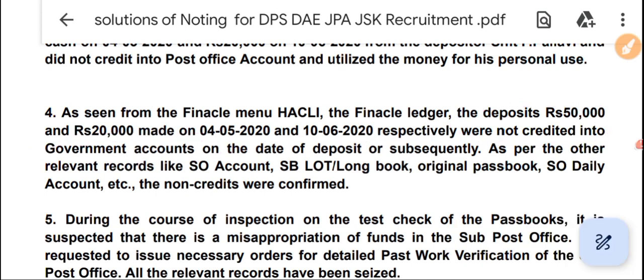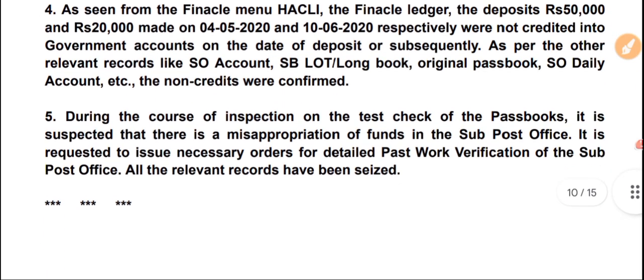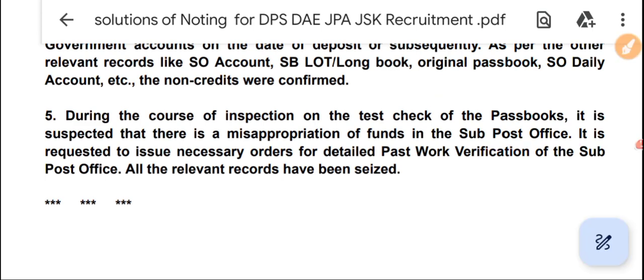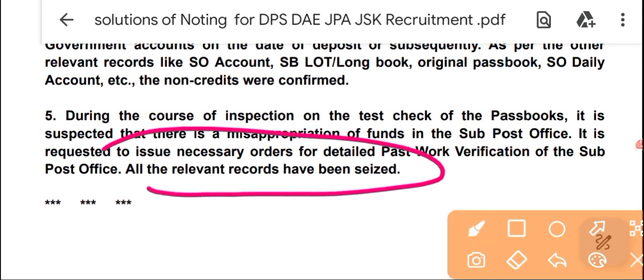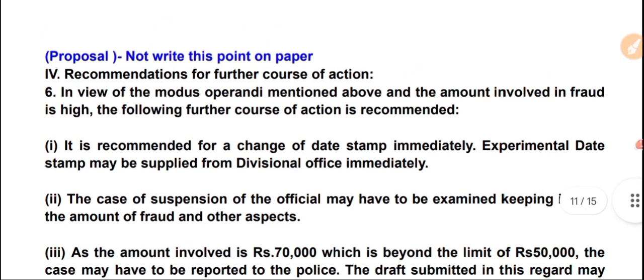Okay, subsequently, as per the other records, SO account, SBLT, you may write anything imaginary, no issue. The original passbook, daily accounts and non-credit are confirmed. During the course of the action, a test check on the passbook suggested that there is misappropriation of funds in the sub post office. It is requested to take necessary action with past verification of the sub-inspector, and the recruitment record has been seized. The inspector's work is to seize all the activities of the postmaster. Now we'll assume what may be the solution.